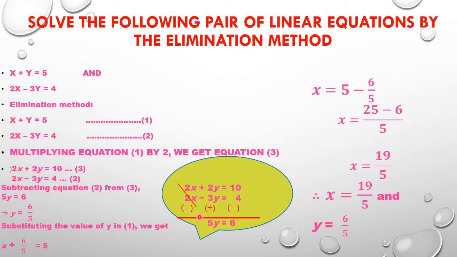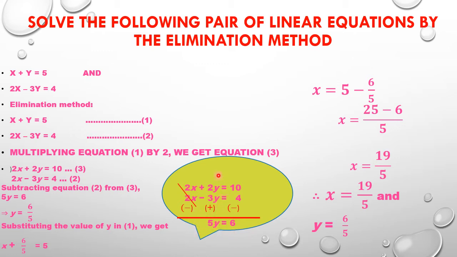Now it will become very easy for us to eliminate the x term. Why? Because 2 minus 2 is 0. 0 into x is 0. Hence the term has got eliminated. The variable x has got eliminated. And we are left with only one variable, that is y.